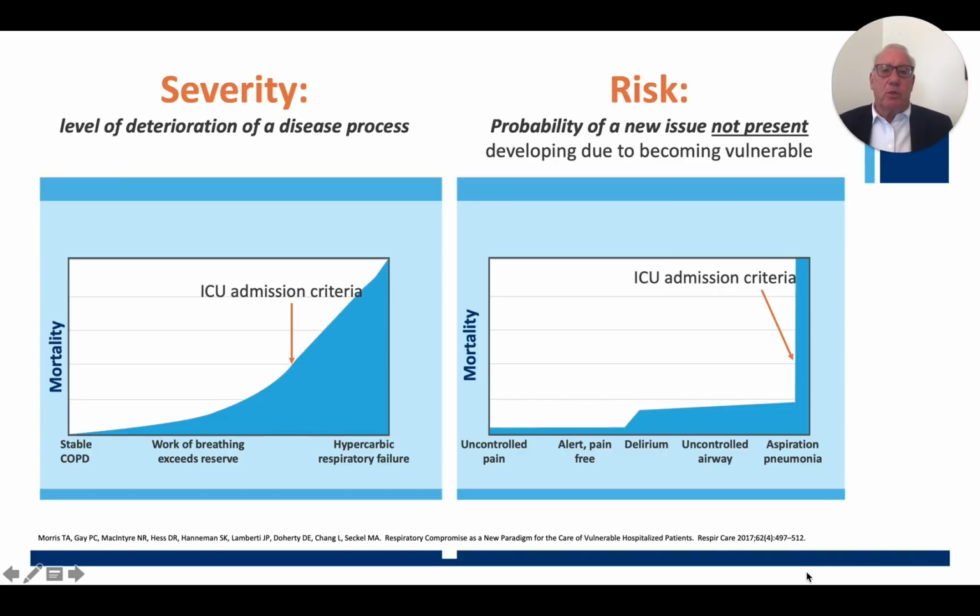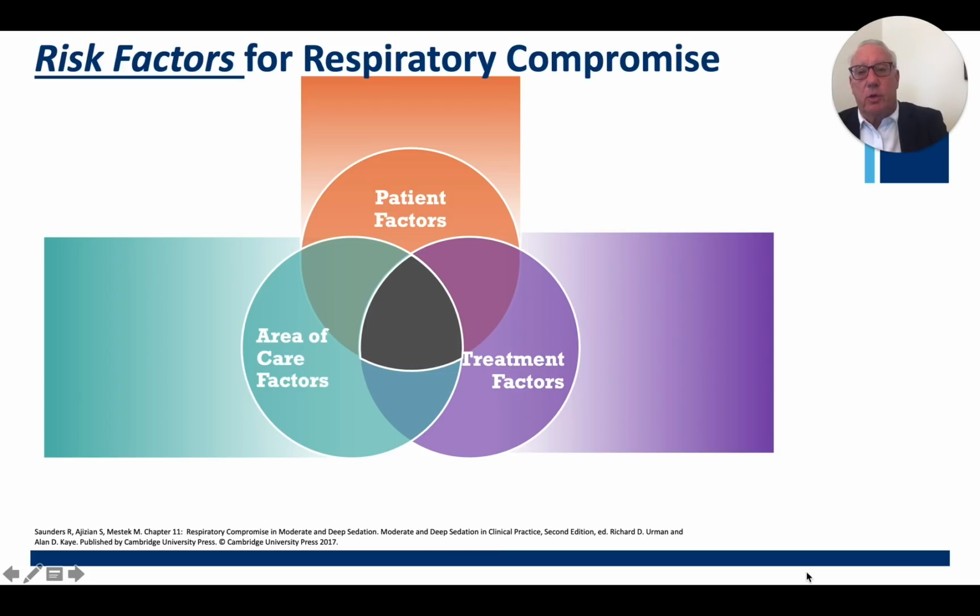But there's also risk from uncontrolled pain but very little mortality. Alert, pain-free, again, very little mortality. To in time, new issues begin to develop, be it delirium, uncontrolled airway, or even aspiration pneumonia, and you can see mortality changing because of underlying risk to the individual.